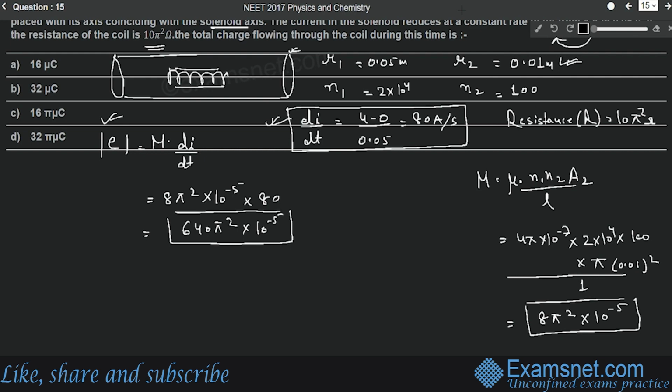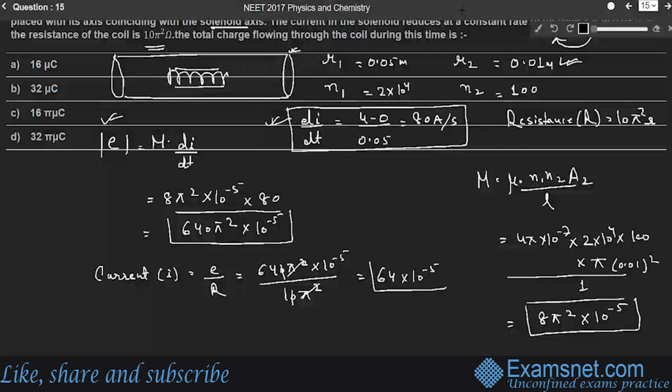Now we'll find the current. Current I is equal to EMF divided by resistance, isn't it? So EMF is 640 pi square into 10 to the power minus 5, and resistance is given as 10 pi square ohm. So pi square cancelled. 10 will be this, 0 cancelled. So here we get 64 into 10 to the power minus 5.